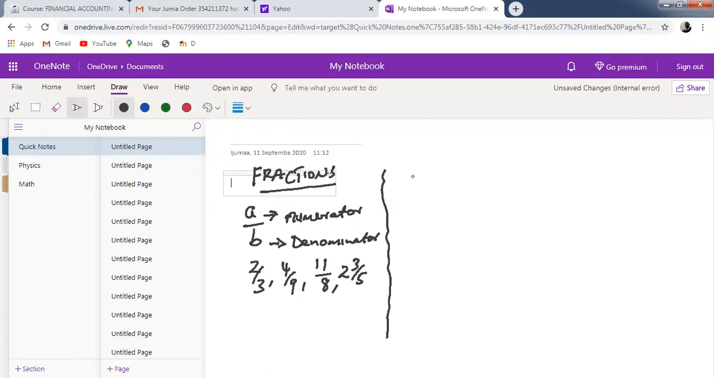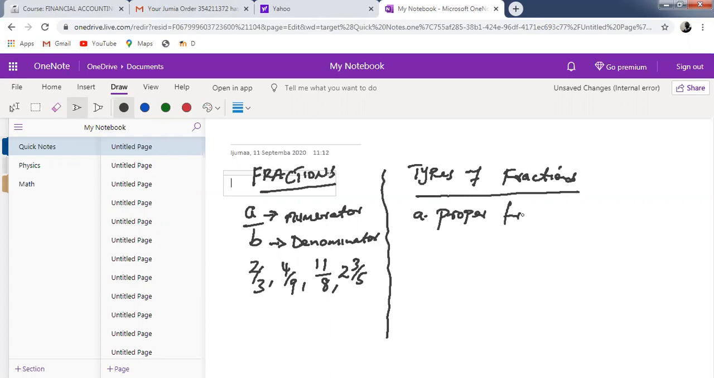So I want us to look at the types of fractions that we have. We have three major types of fractions. Number one, or A, is what we call the proper fractions. A proper fraction is a fraction where the numerator is smaller than the denominator.